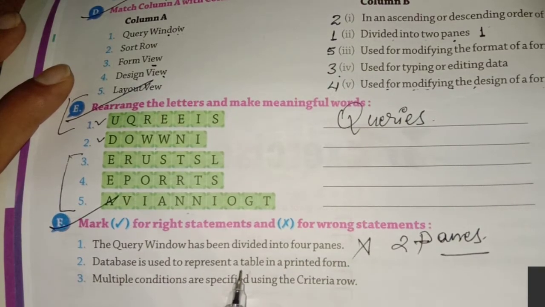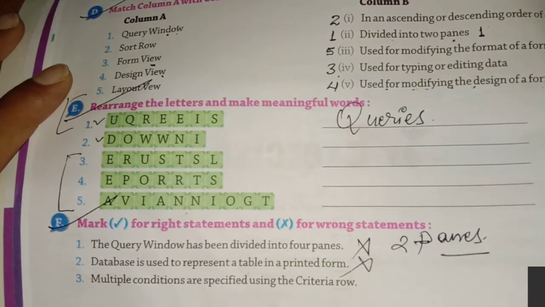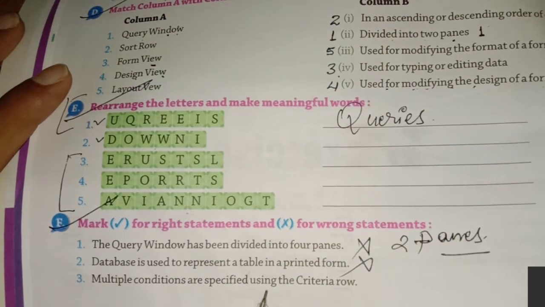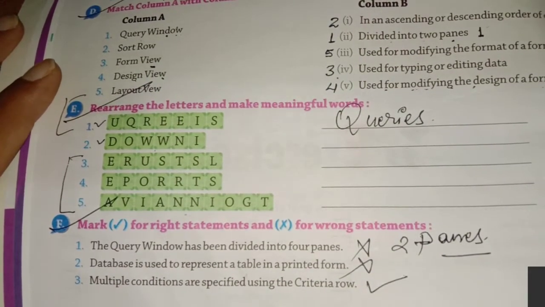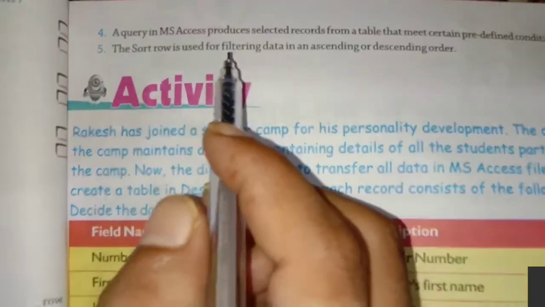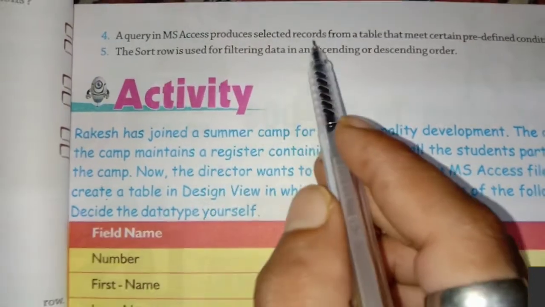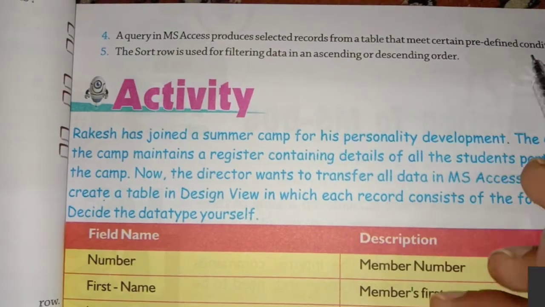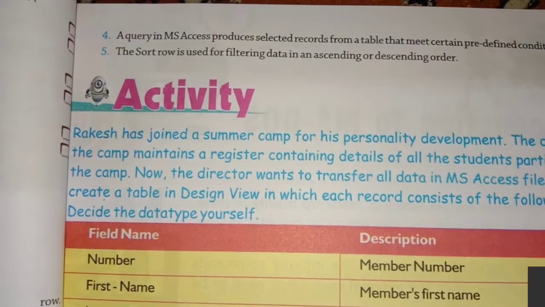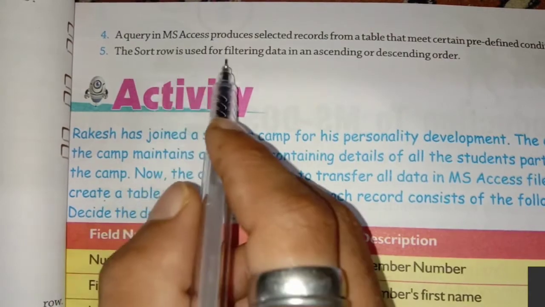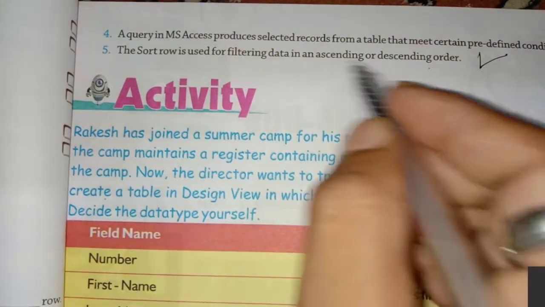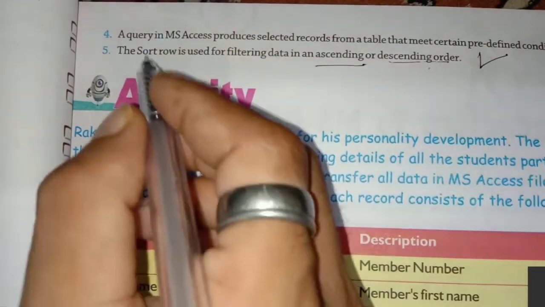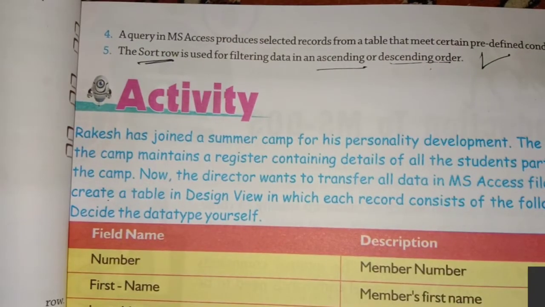Database is used to represent a table in a printed form. False. Multiple conditions are specified using the criteria row. Next one. A query in MS Access produces selected records from a table that meets certain predefined conditions. Yes, true. The sort row is used for filtering data in ascending and descending order. Yeah, correct. If you want to arrange the data in ascending or descending order, then you have to use the sort row. Is it correct?